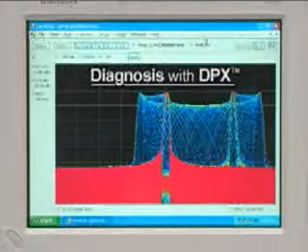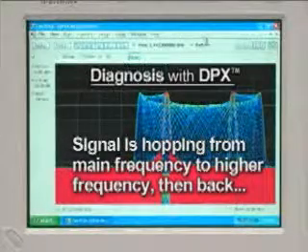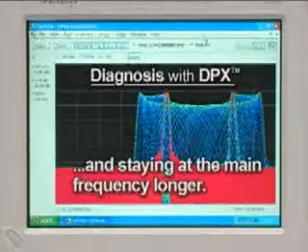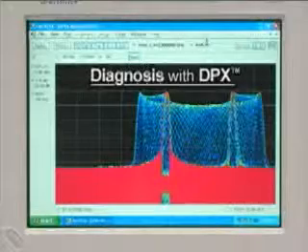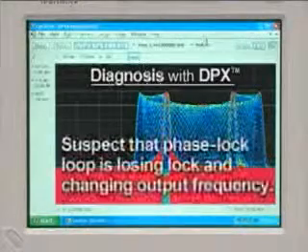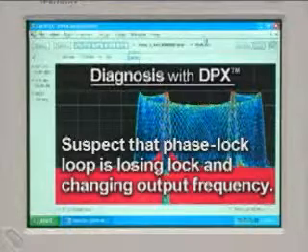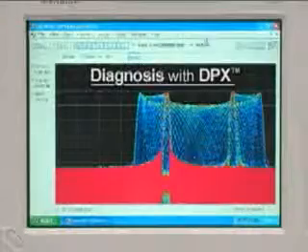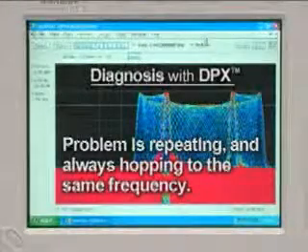With DPX, we can quickly and easily see that the signal is hopping at some stage from its main frequency to the higher frequency and then back again, staying at the main frequency for longer periods of time. We're also seeing overshoot, so we suspect the problem is because our phase lock loop is temporarily losing lock and changing the output frequency. Finally, because of the persistence display, we can see that the problem is repeating and always hopping to the same frequency.